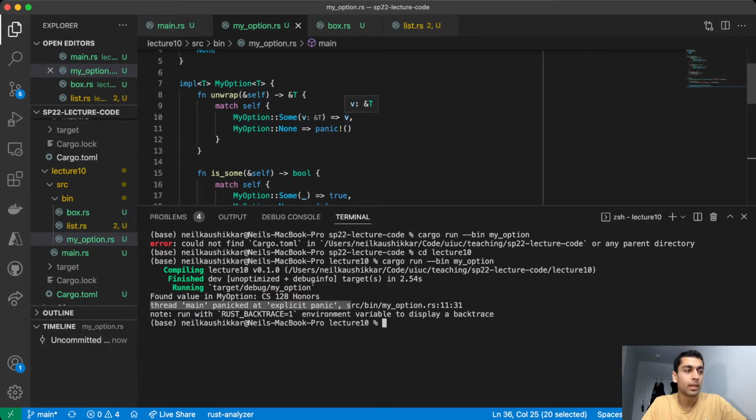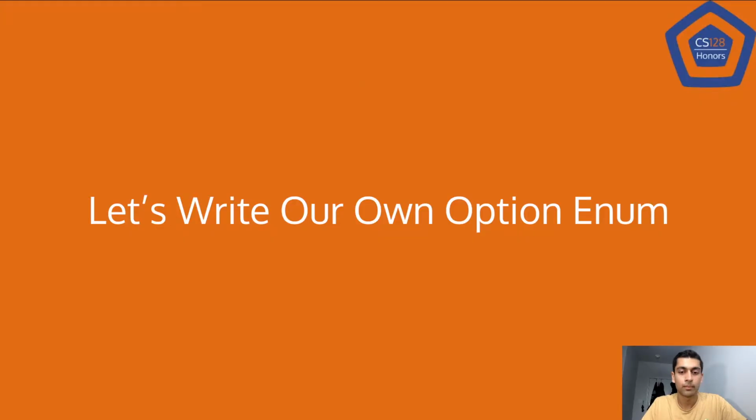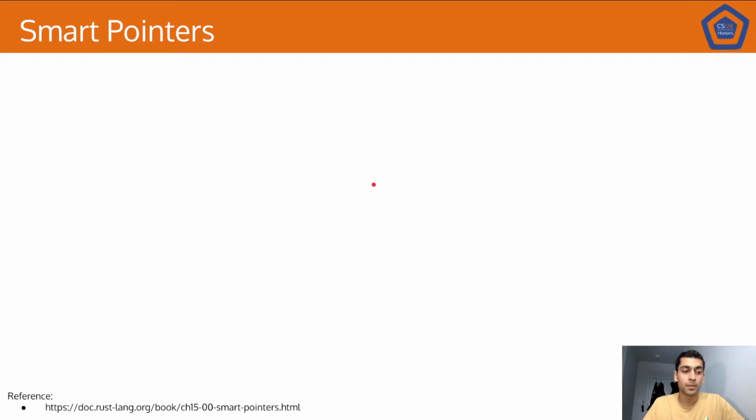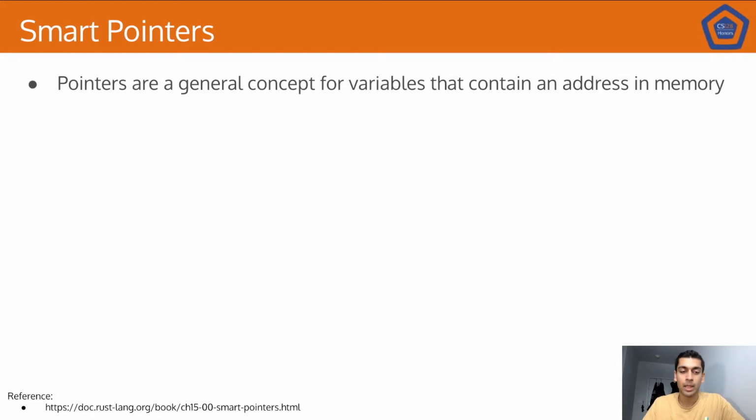Okay, let's go back. All right, so now we're going to move on to smart pointers. These are going to be super applicable to linked lists. We'll get into the reasons why. So you're probably familiar with pointers. You can come from a C or C++ background. Pointers are just variables that contain some address in memory. And at that address, there's some piece of data that the pointer points at.